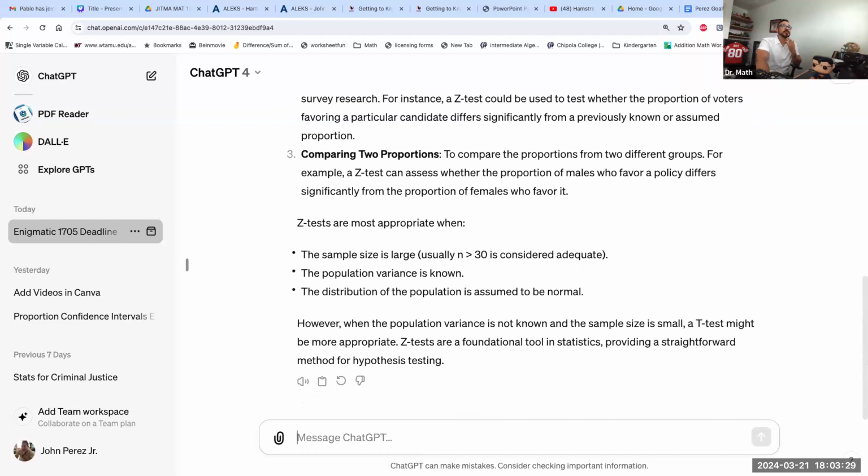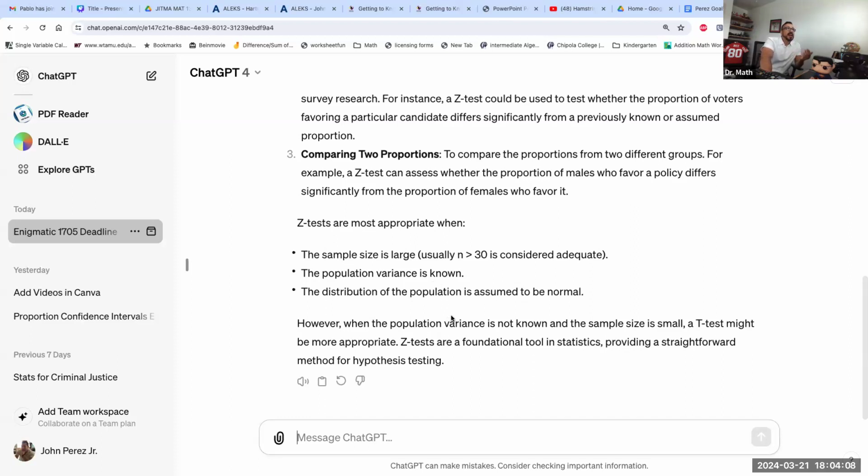When can I use it? All right. So here's when we can use it. Number one, the sample size has to be large, greater than 30. We've talked about that. The population standard deviation is known, and remember the variance is just the population standard deviation squared, so one of those two things has to be known. And then our distribution has to be assumed to be normal. So these are the three things I must know in order to use this test.